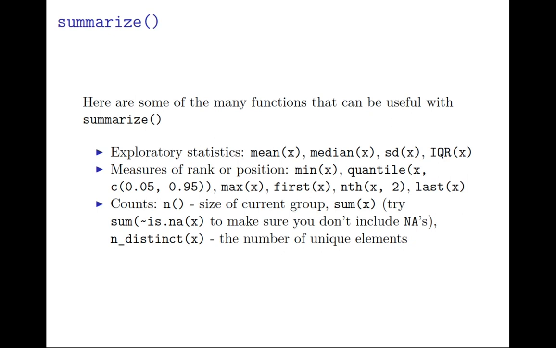You can look at the first in a set, or the nth. So take your data frame and I want to look at the second value in your variable. You can look at the last, etc. You can also do counts, which I think are really helpful, and that gives you the size of your current group. You can sum things, and make sure you use is.na if you want to make sure not to include NAs. And then a new function that I just learned about, which I think is pretty useful, is n_distinct, which is the number of unique elements in x. I used to use a very complicated way to solve this, so I think this is a really nice function, this n_distinct.